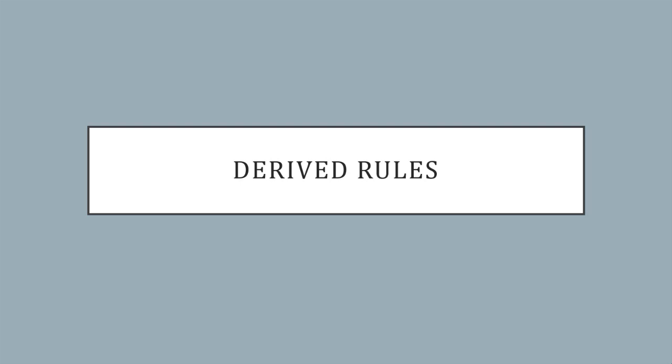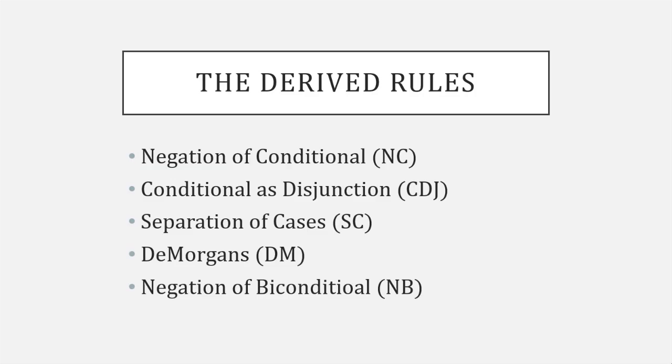They're powerful, they're fairly simple, there's a fairly short number of them. So these are the derived rules. They're going to help get you through derivations in a much faster way than otherwise you would have been able to. So that's what we're going to do today. Today I'm going to introduce to you these 5 derived rules. Negation of conditional, conditional's disjunction, separation of cases, De Morgan's, negation of biconditional. So we're just going to go through these one at a time and describe them, and then we'll do some examples using them.